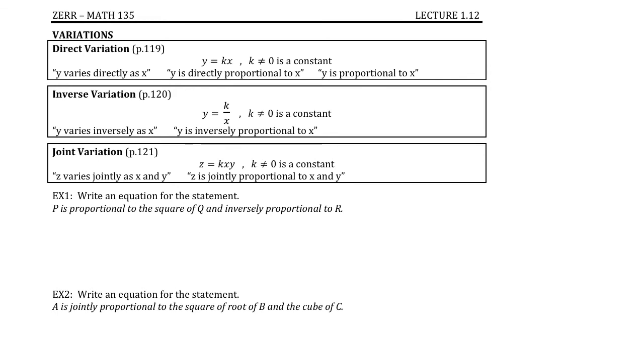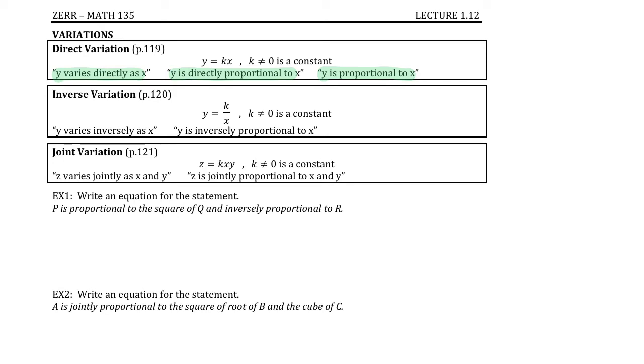Some of the words to let you know that it would be direct variation: y varies directly as x, y is directly proportional, or y is proportional to x. Those would be anything like a linear situation. For example, if I make a certain amount of money per hour, the amount of money I make is directly proportional to the number of hours that I work.